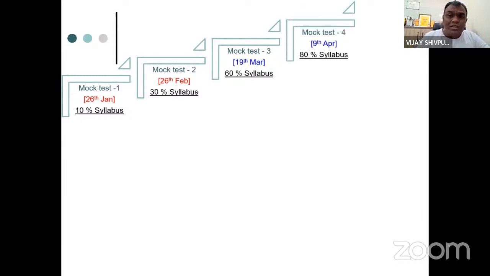Mock test 4 on 9th April and mock test 5 on the entire syllabus on 30th April. Now, through this mock test, what we are doing is actually 10% of the syllabus, which is the most important syllabus that we covered upfront, you would be repeating it 5 times. So automatically there would be 4 revisions for you for that syllabus.